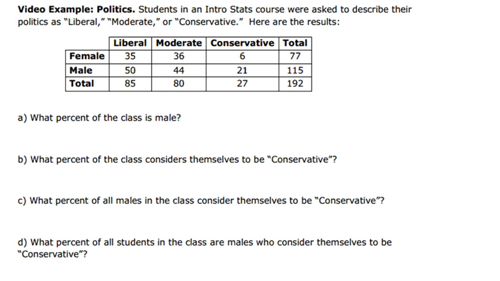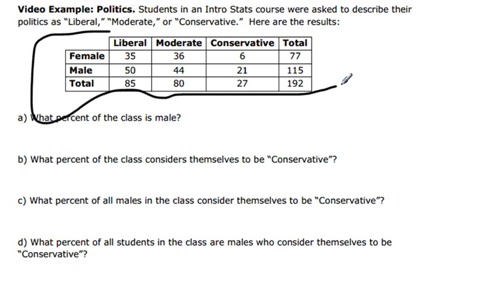This video example is for Chapter 3. In this example, it says students in an intro stats course were asked to describe their politics as liberal, moderate, or conservative. Here are the results. So what's listed below, right here, this is called a contingency table or a two-way table. We use this a lot to describe categorical variables.